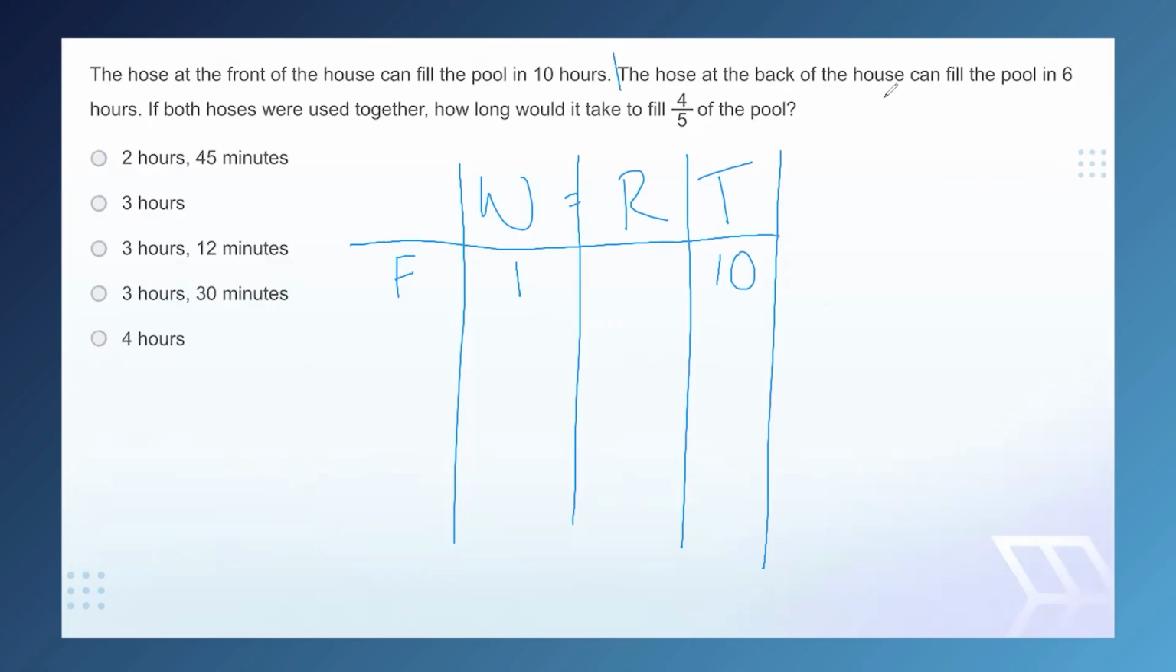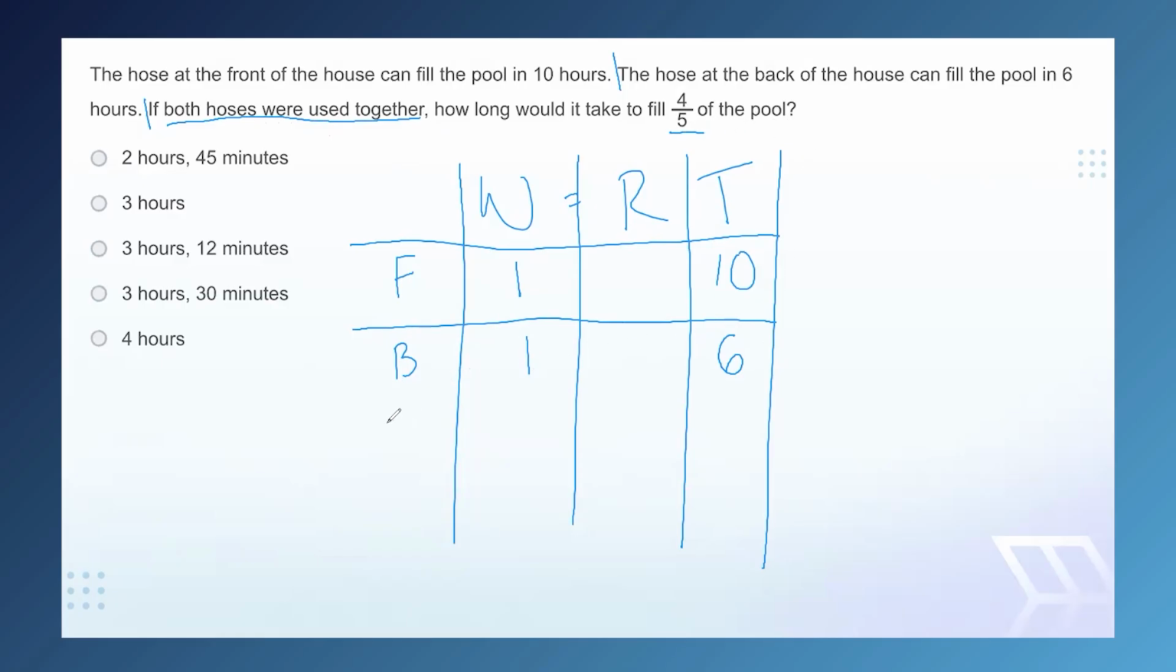Okay, let's move on to our second sentence. The hose at the back of the house can fill the pool in 6 hours. Okay, new row. Calling this B for back of the house. So once again, our work is going to be one pool, and the time this time is 6 hours. All right, moving on to our last sentence. If both hoses were used together, how long would it take to fill 4/5 of the pool?